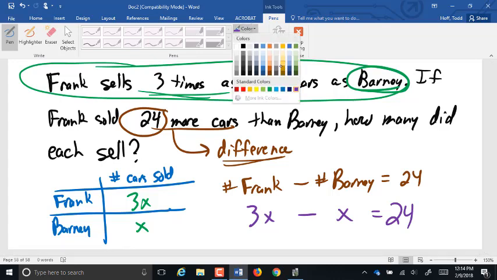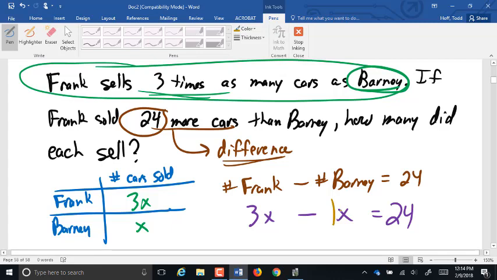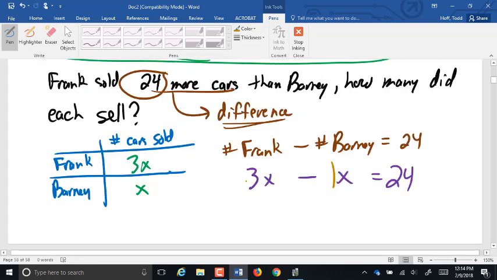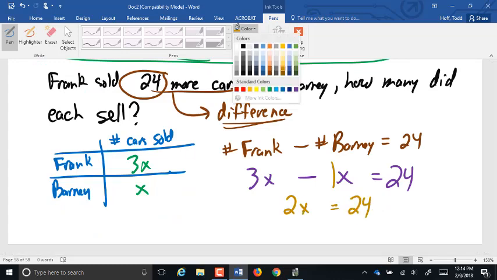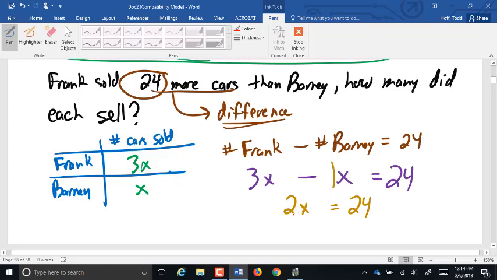It sometimes helps me if I label this as 1X. So I know when I'm combining here, 3X minus 1X, 3 minus 1 is 2, equals 24. So now that we've combined, we can go ahead and solve. We divide by 2 to get X equals 12.